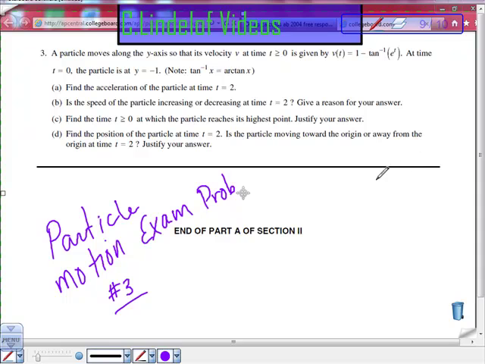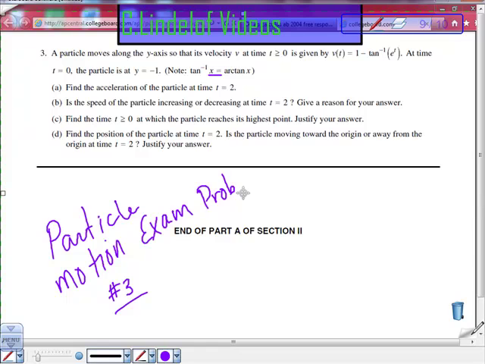It tells us here that the inverse of a tan function is arctan, and hopefully we knew that, and we're going to work along with that. This is important too. At time 0, the particle is at position -1. It says find the acceleration at time t equals 2. So first we're going to find the acceleration at time t equals 2.